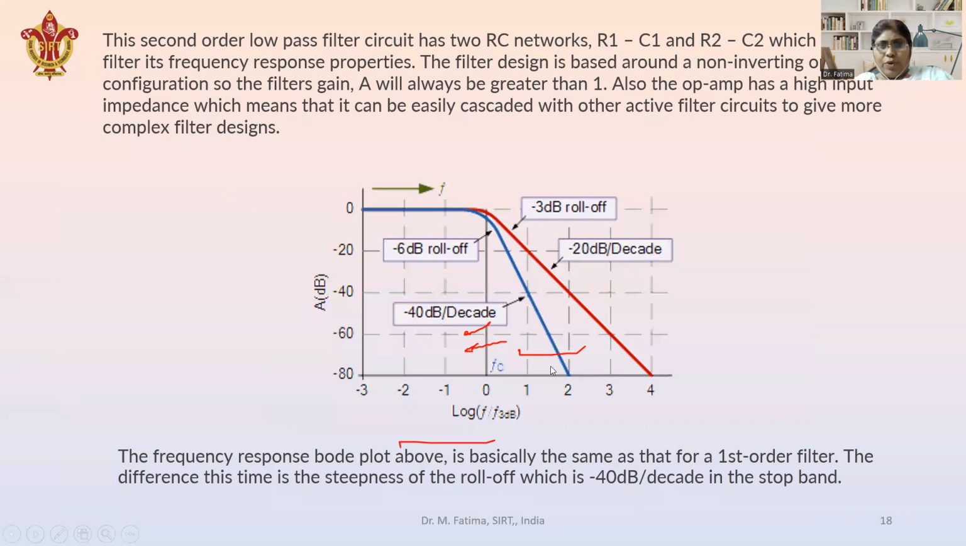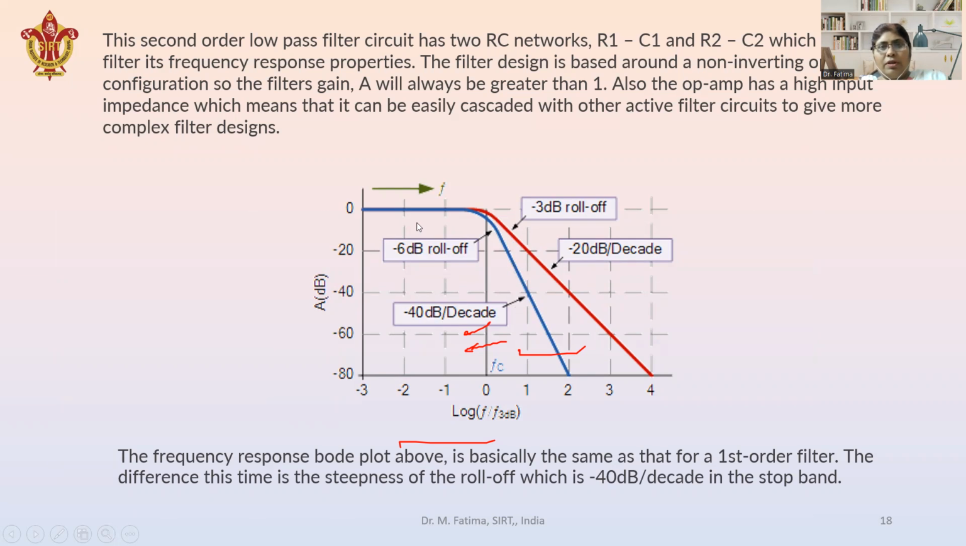Now this diagram is showing the frequency response for the first order and second order low pass filter. See here, this red slope is for the first order low pass filter, and the slope value is minus 20 dB per decade. And this blue line is the slope of the second order low pass filter. Here the slope value is minus 40 dB per decade. So you can see here the higher order filter has a steeper cutoff, a steeper slope.